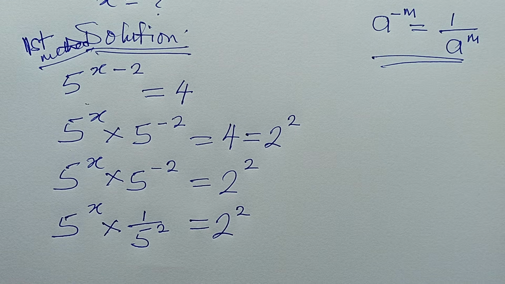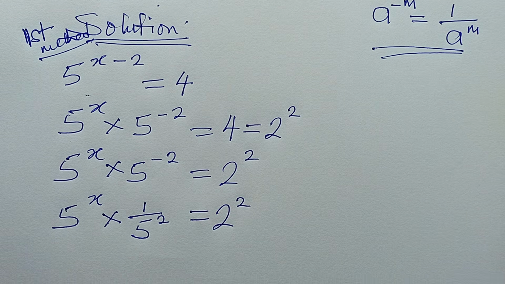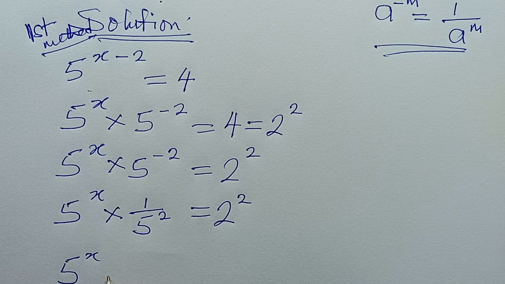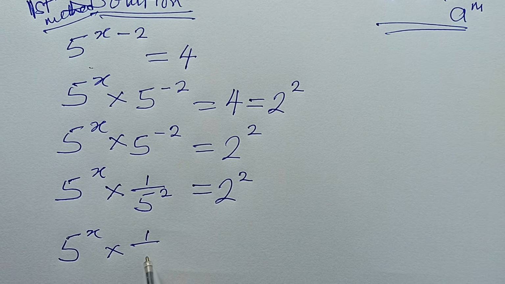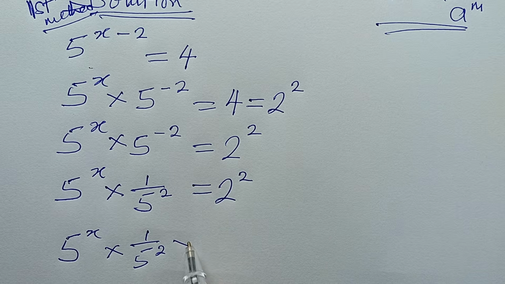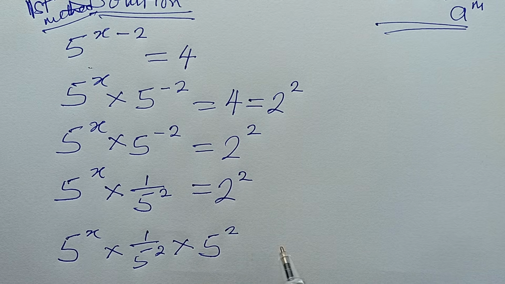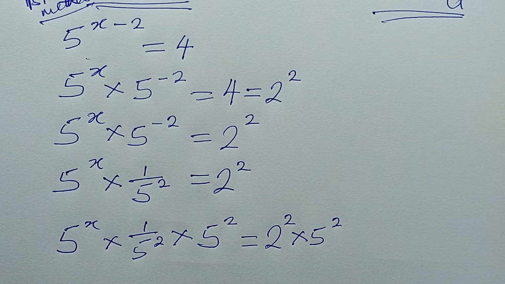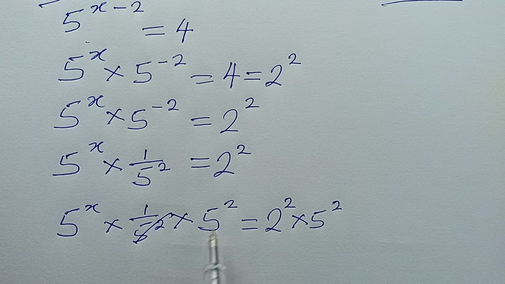Simple. So we have to eliminate this 5 at the bottom, 5 to the power of 2. We don't have to find the value of 5 to the power of 2, which is 25, because we will still take it back again if we decide to bring out 25 from there. And so this is going to give us 5 to the power of x times 1 all over 5 to the power of 2 times 5 to the power of 2 equal to 2 to the power of 2 times 5 to the power of 2. Easy, right? Good.